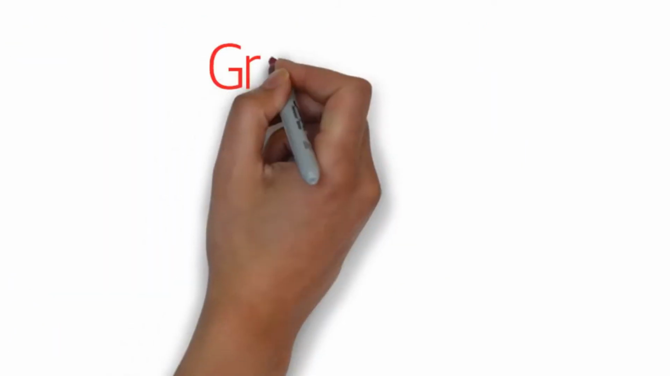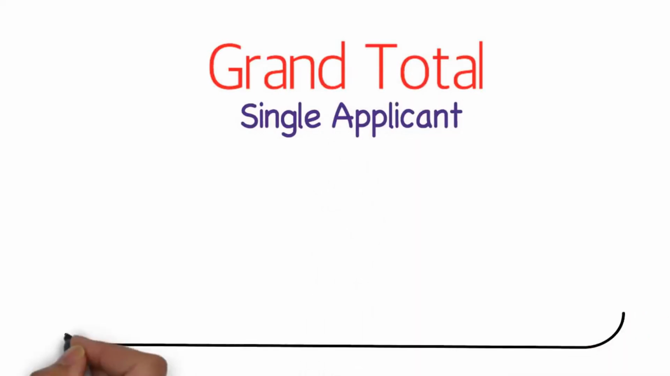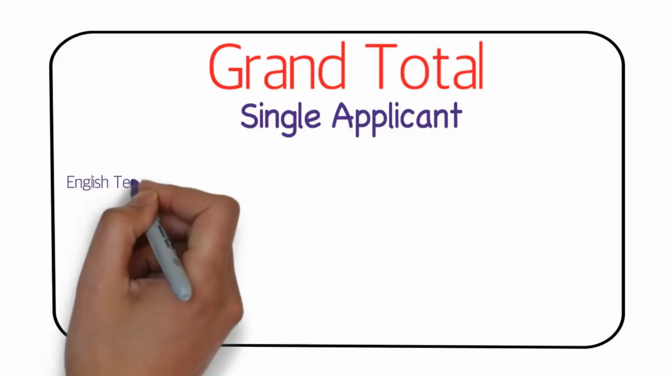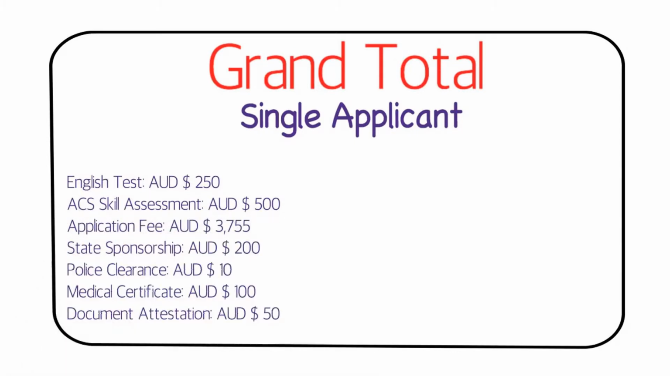Okay, now let's do the total. So for the single applicant, you need to do your English test. Now here I have assumed that, because the skill assessment is different for different occupations, I've assumed it to be ACS. If you do belong to some other skill assessment authority, you can calculate your exact amount accordingly. So for ACS, it's around $500.